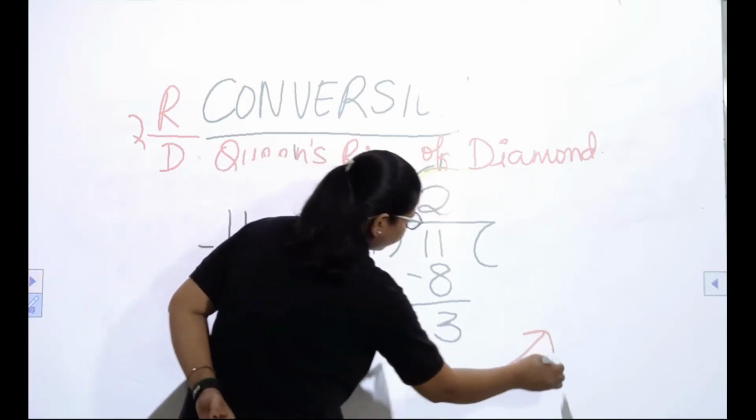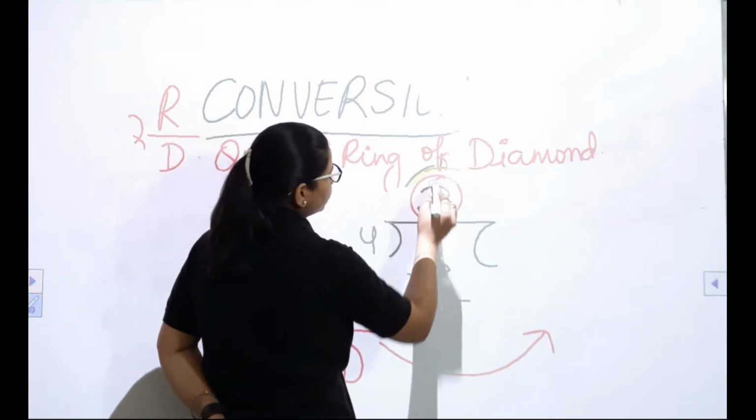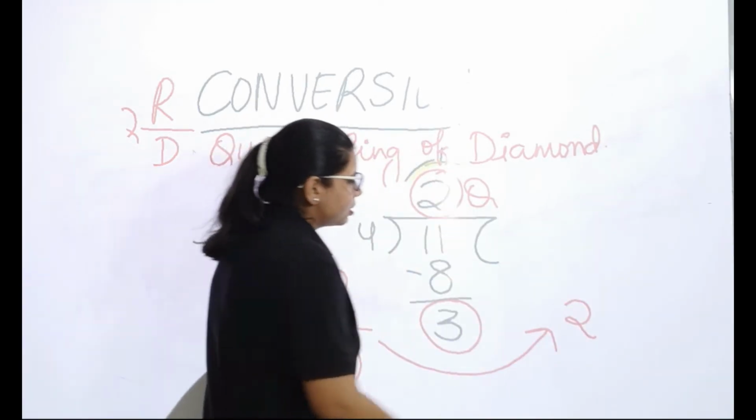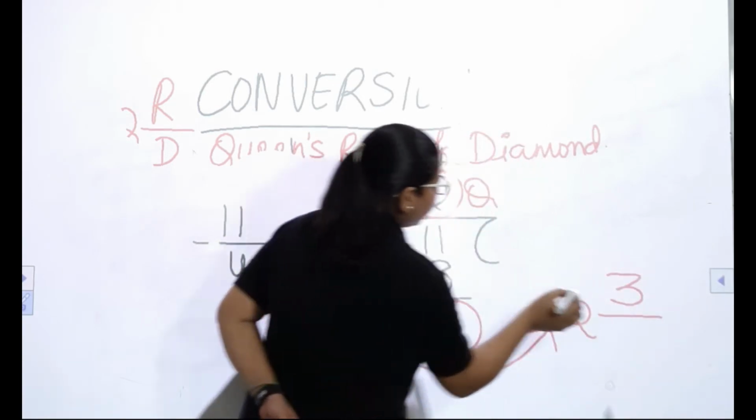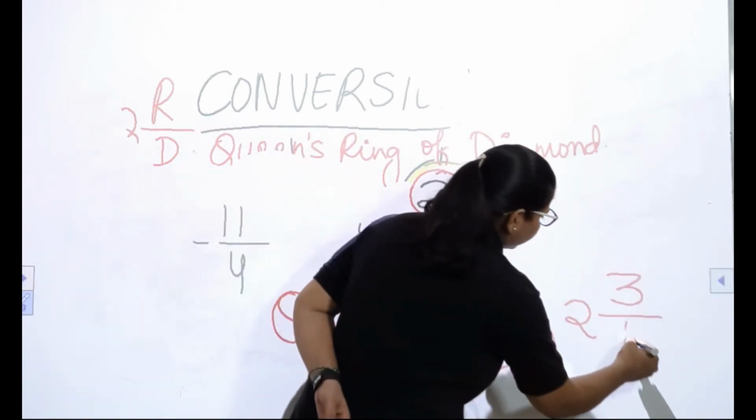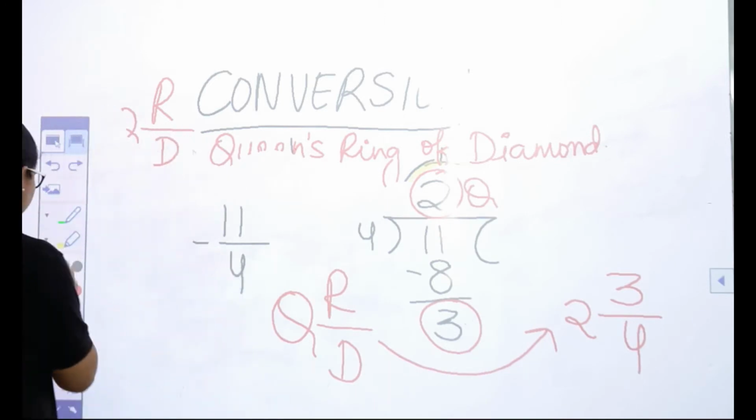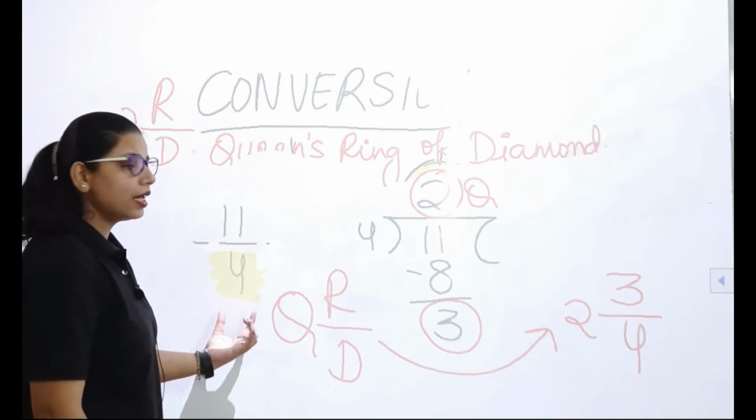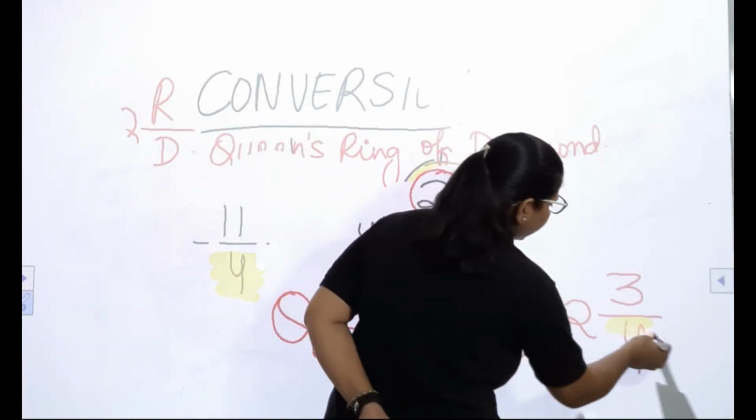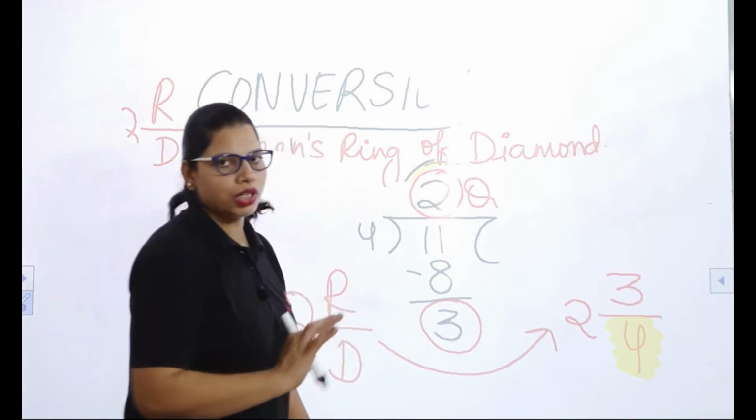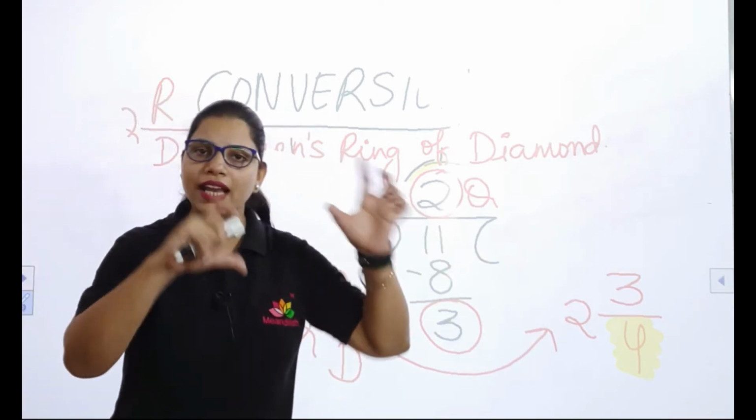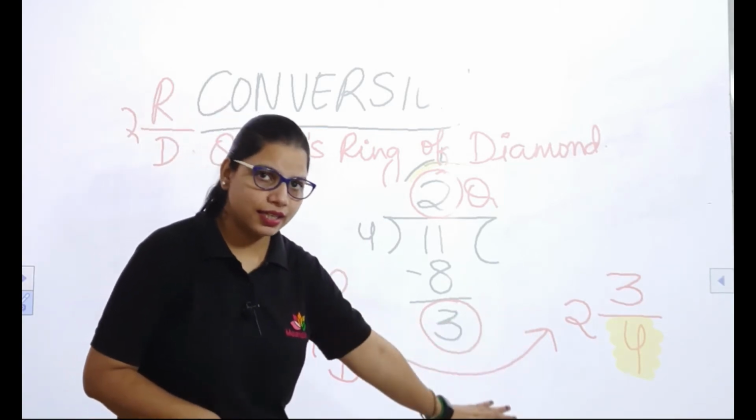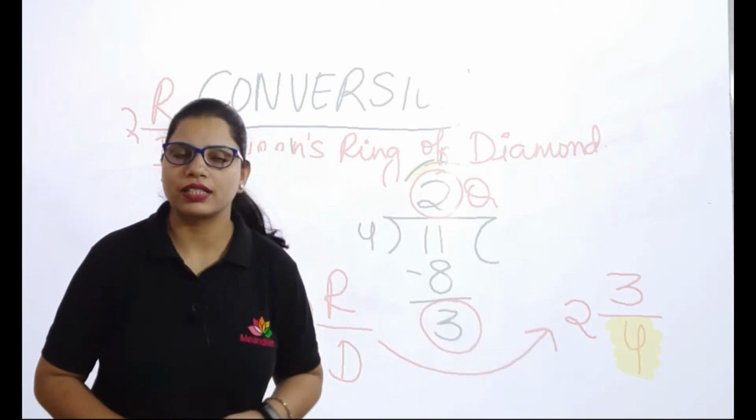Here, where is the queen? The topmost. Queen is 2, ring is 3, ring means remainder, and diamond is 4, the divisor, or denominator, is 4. See, whatever the denominator is in your improper fraction will always be there in the mixed fraction. That means the denominator is not going to change, just the numerator, and we will be adding a whole while writing a mixed fraction.